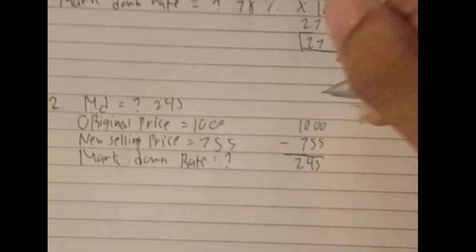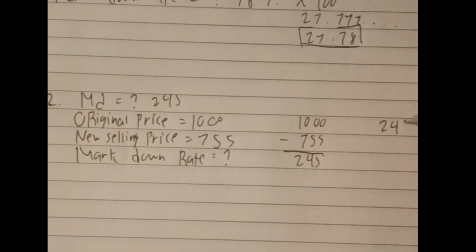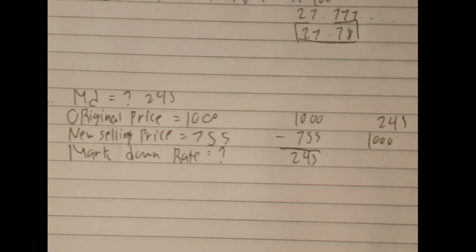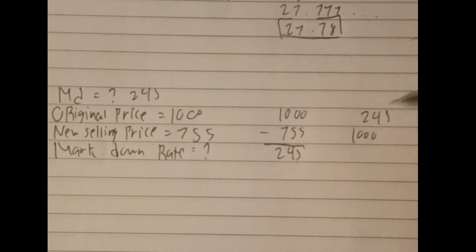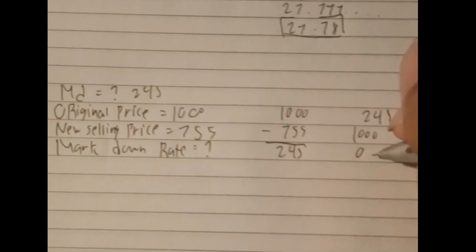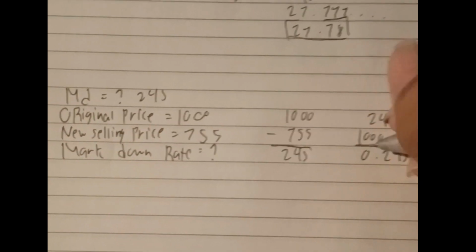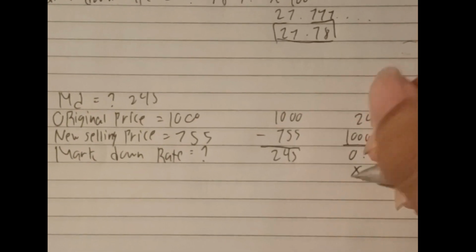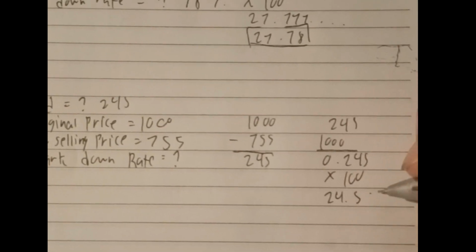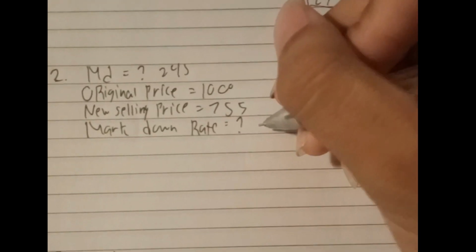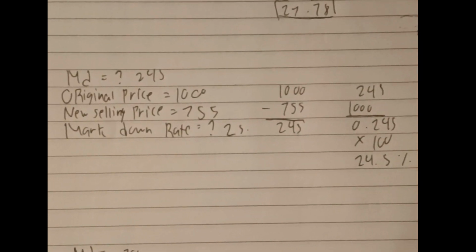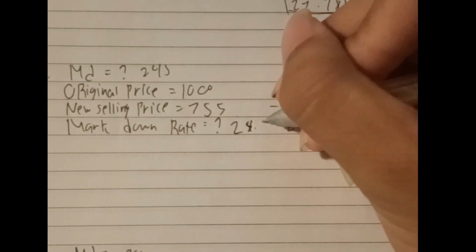So first, we're gonna get the markdown, which is 245, and then the original price, which is 1,000, and we're gonna divide it. 245 divided by 1,000 is 0.245. Now we're gonna times it by 100, which is gonna be 24.5%. And so our markdown rate is 24.5%.